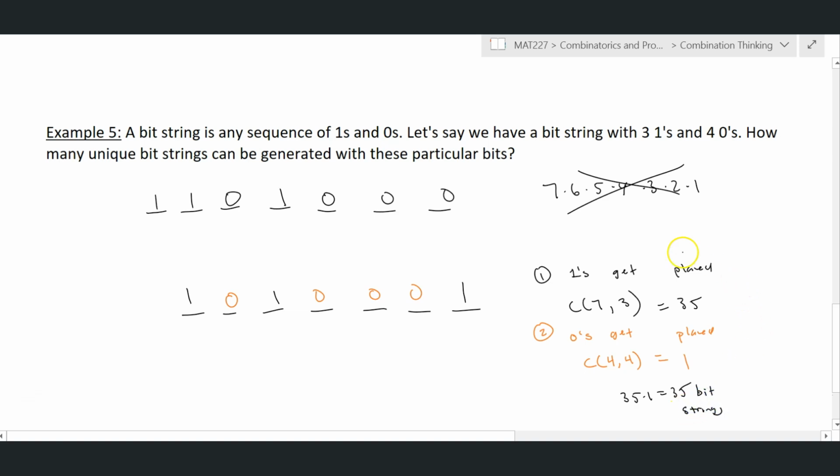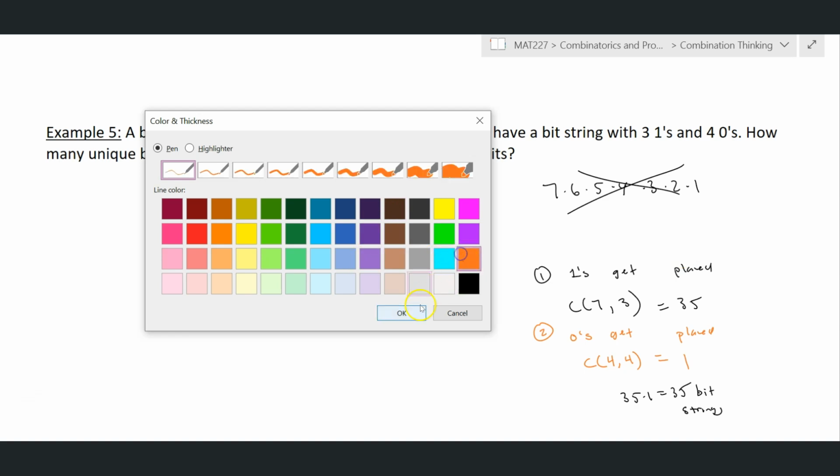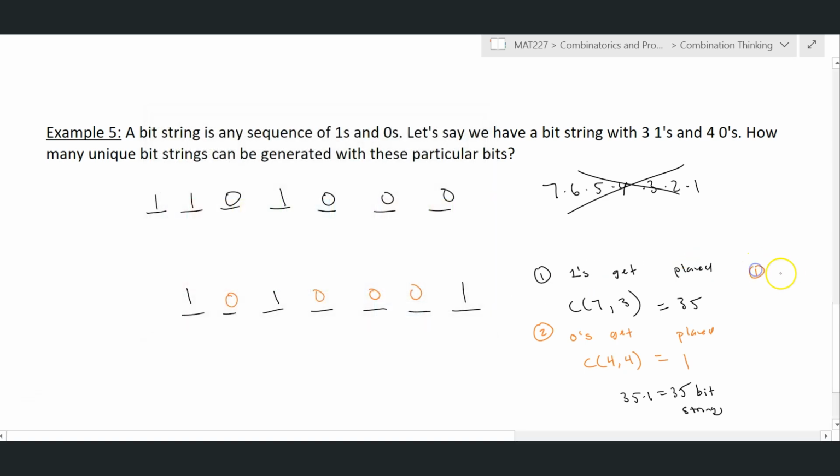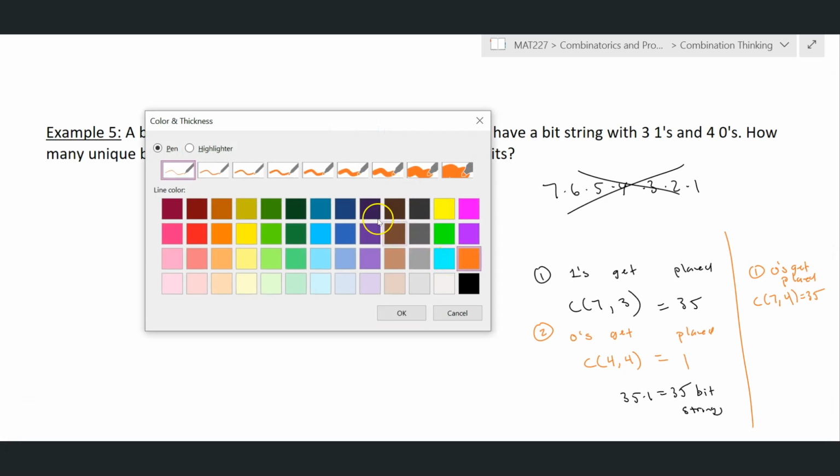If you did it the opposite way and you said, I'm going to place my 0s first, step 1, 0s get placed. Well, there would be 7 slots, select 4 of them, and guess what? This actually turns out to be 35. Again, it shouldn't matter whether you place your 1s first or your 0s first, because they're sort of complements of one another.